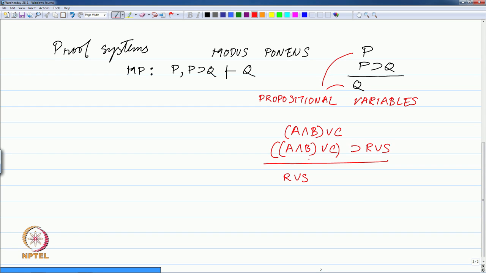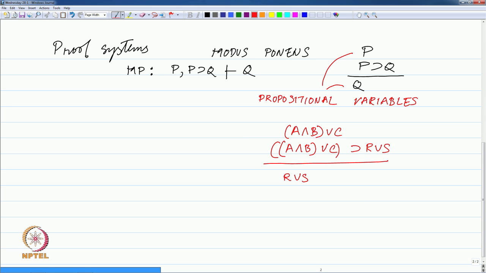Because essentially what I have is a sentence of any kind, which in the original notation we said P, but in this particular example the sentence is A and B or C, and then we have another sentence which says that A and B or C implies R or S, and from there we can add R or S. This is also an instance of Modus Ponens. This is just to emphasize that when we say P and P implies Q, these are propositional variables and you can plug in any sentence. It does not even have to be in propositional logic; it can be in first order logic or any modal logic or any other logics that one may explore.